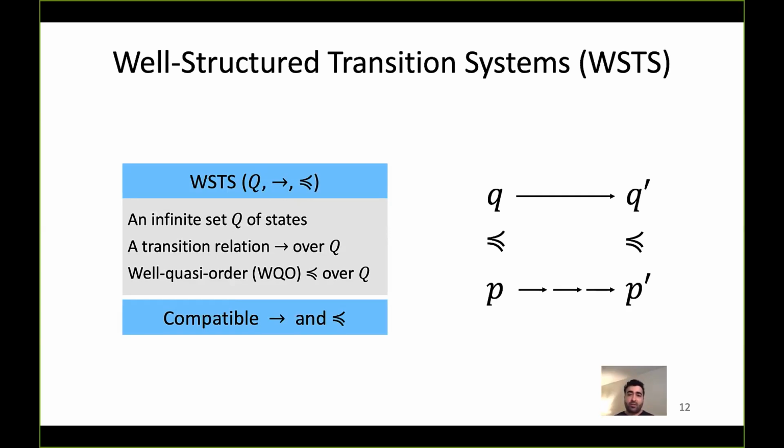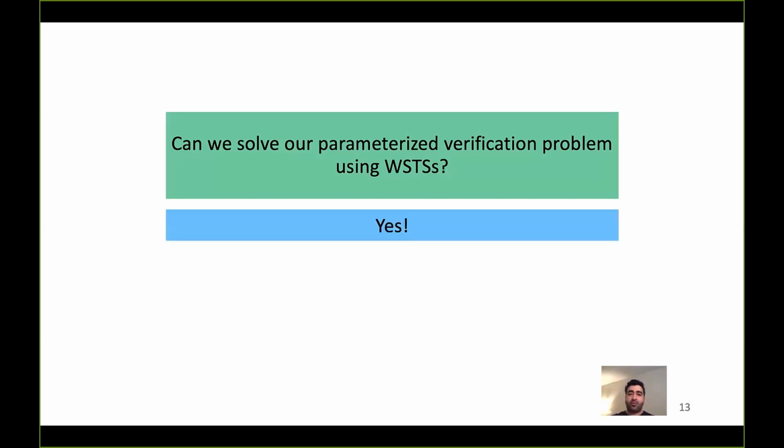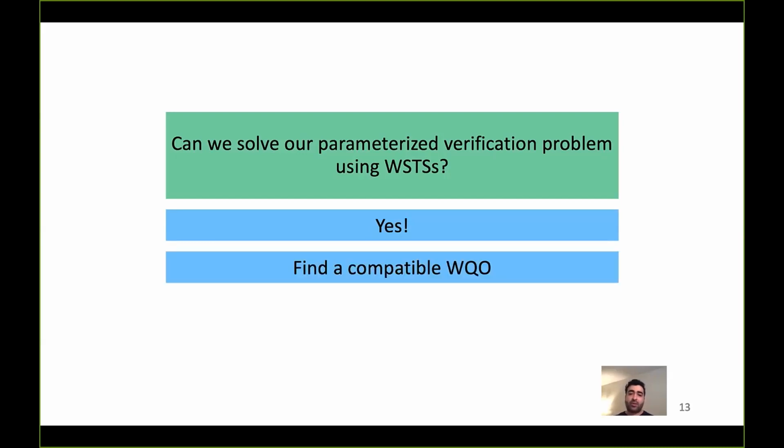And it has been shown that checking a certain class of safety properties is decidable if the system is well-structured. So the question is, can we solve our parameterized verification problem using well-structured transition systems? And the answer is yes. We have to define a reduction from our model to well-structured transition systems. And while there are many factors to this reduction, I'm just going to talk about the most important one, which is finding a compatible well quasi-ordering.